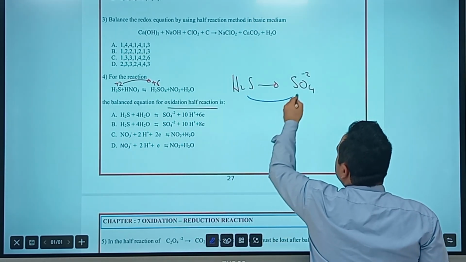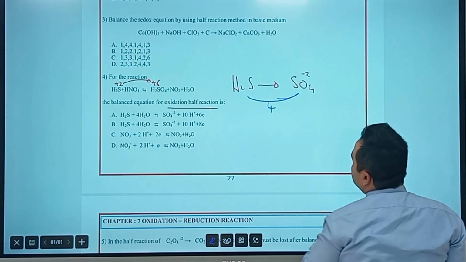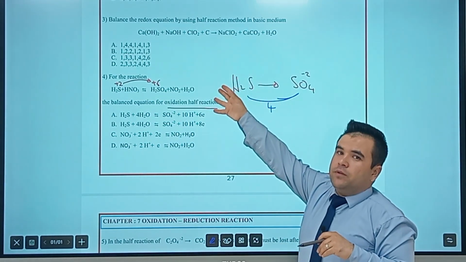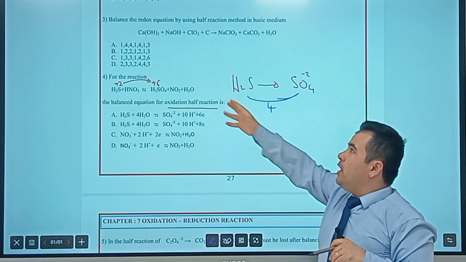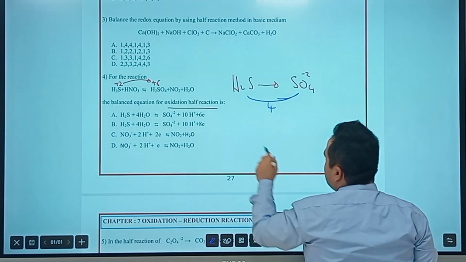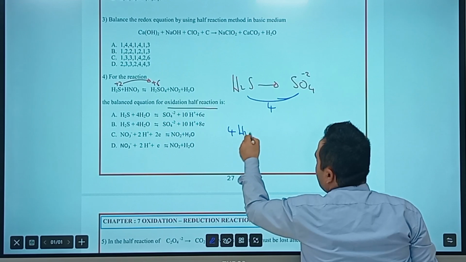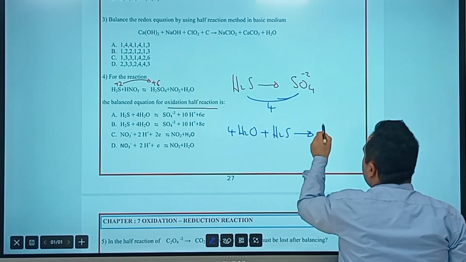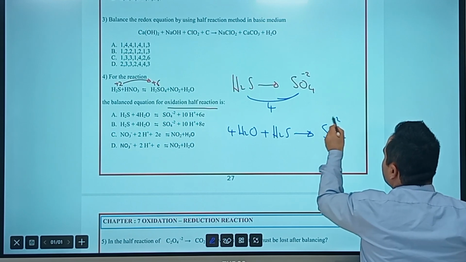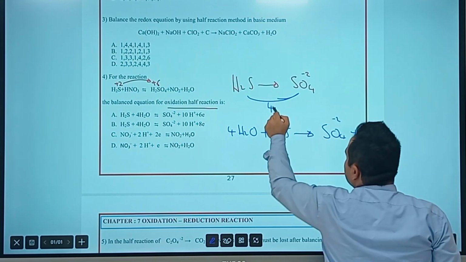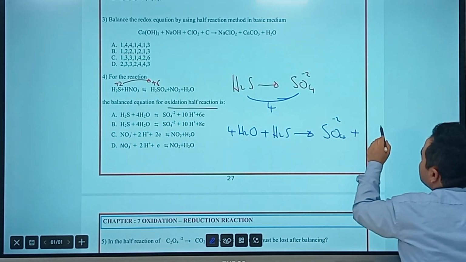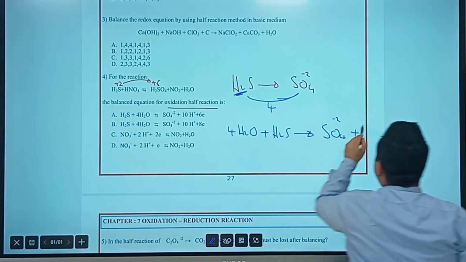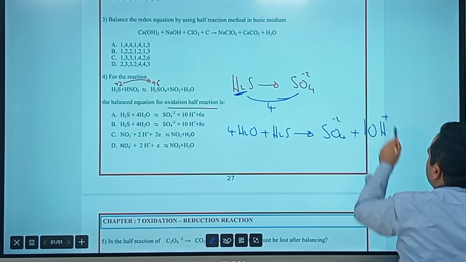The number of oxygen in difference is 4. We have 4 oxygen in difference. We have to add H2O to the low oxygen side, which is 4 H2O added to the reactant plus H2S to form SO4 2 negative plus twice as many protons, which is 8, but with the addition of this 2, it will be 10 protons in the product.